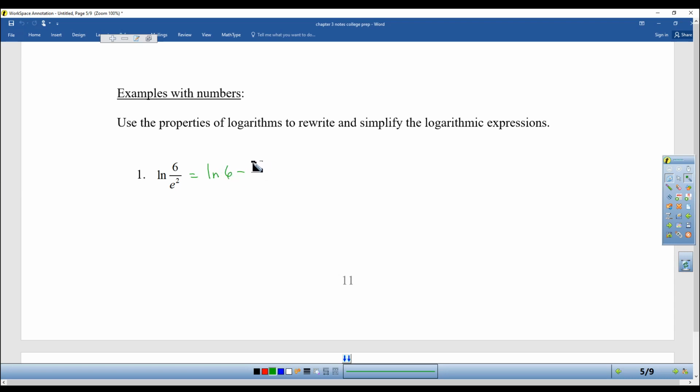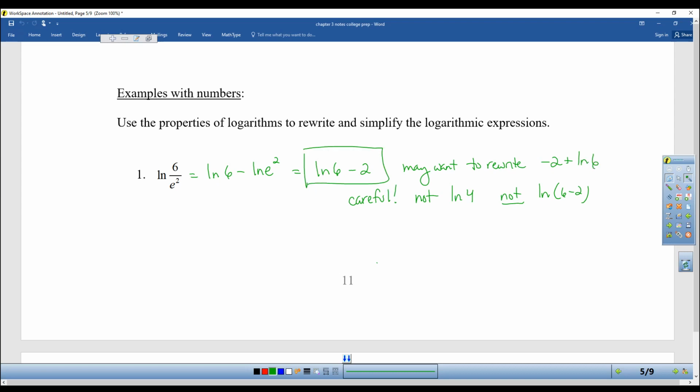Natural log of 6 minus natural log of e squared. Now you do have to remember your properties. Natural log and e cancel each other out. So this becomes natural log of 6 minus 2. But be careful. This is not the natural log of 4 because it's not the natural log of 6 minus 2. That minus 2 came from something else. So you may want to rewrite it as -2 plus the natural log of 6. Not required unless you're accidentally going to write 4, which you really don't want to do.